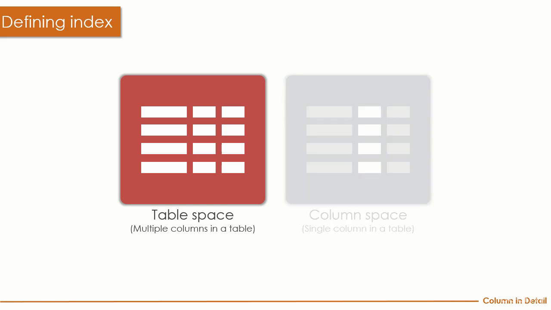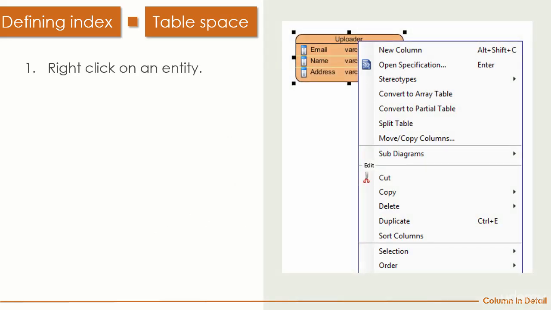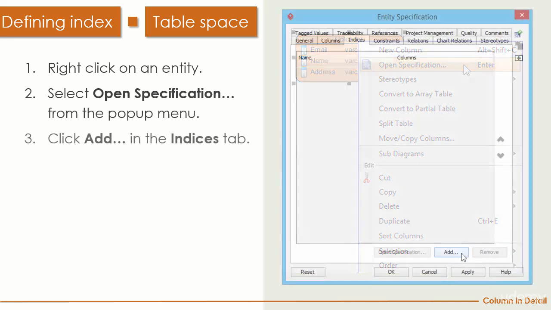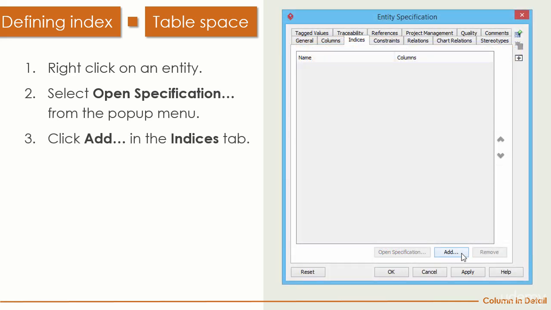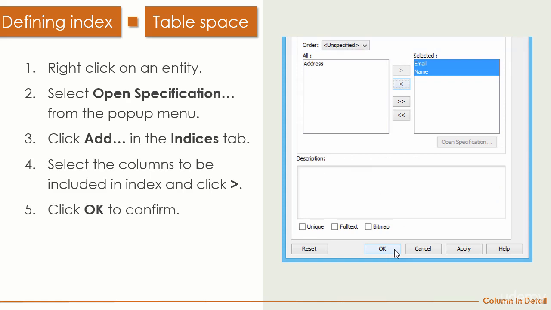Let's take a look at the table space. Setting the table space is easy. You just right click on the entity and open the specification. After that, you go to the index tab in the specification dialog box and click the add button. After that, you can select which columns you want to be the index, and then move them to the right-hand side. Left is all columns, right-hand side is selected, and then click OK to confirm. Then you set this column to be the index.